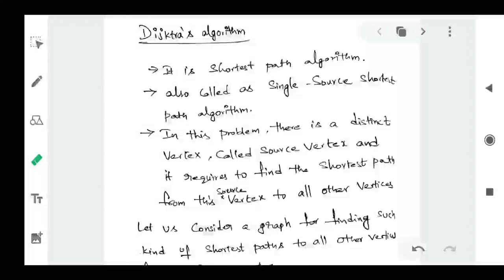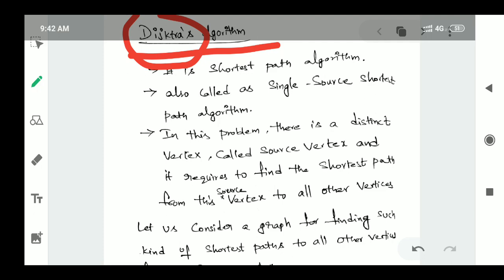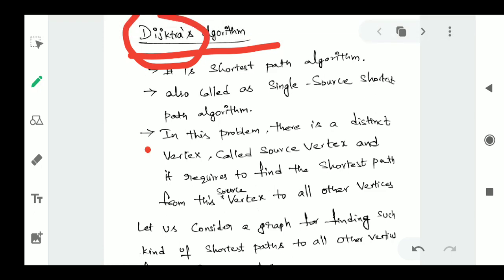In this video lecture, we are going to look at an algorithm called Dijkstra's algorithm. We have to pronounce this algorithm. Actually, the spelling is Dijkstra's, but we have to pronounce this as Dijistra's algorithm. Here K is silent. While pronouncing, we have to pronounce like that.